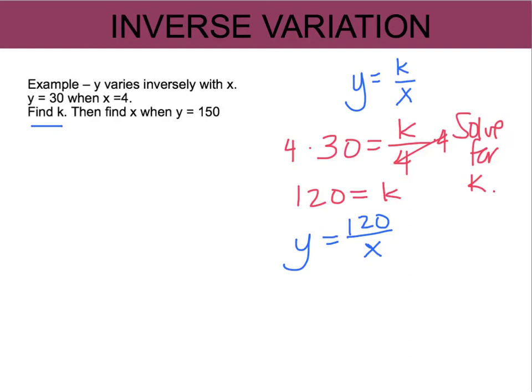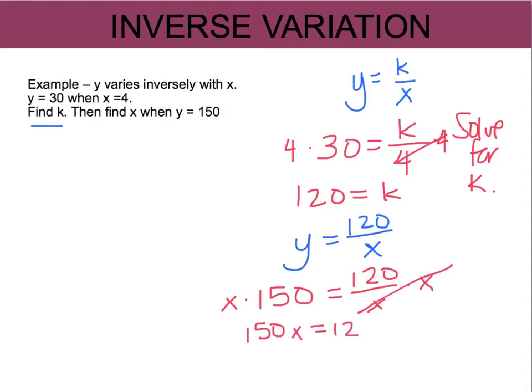Now they want me to find x when y equals 150. So I'm going to put in the 150, and we're going to solve this for x. In order to solve for x, first I'm going to have to get x out of the denominator on the right-hand side by multiplying both sides by x. Now I have 150 times x equals 120, and I'm going to divide by 150 to get x alone. x equals 120 over 150, which is 12 over 15. Divide both by 3, we get 4 over 5. So that's how you'll solve a simple inverse variation problem.